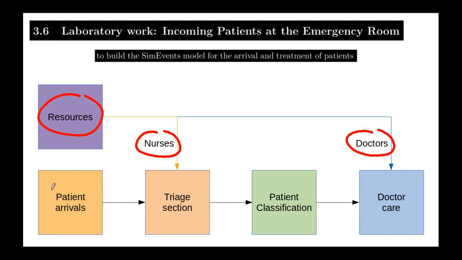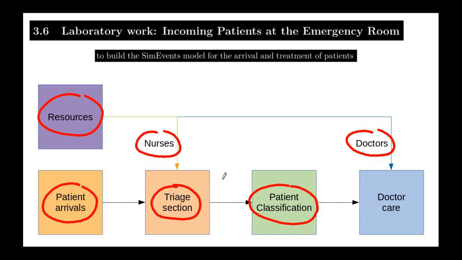First of all, in the flow diagram, we have the patient arrivals that will depend on time, as you will see later on. Then we have the triage section. Here, all the patients are assigned a color depending on the severity of their illness. You will see later on. Then we have the result of this classification of all the patients. And then we have the doctor care.